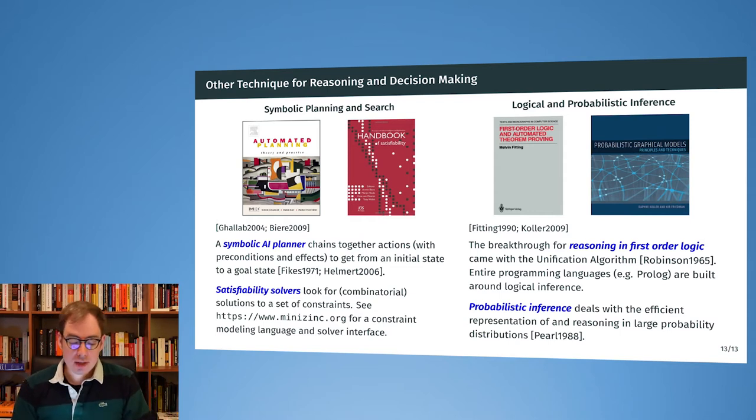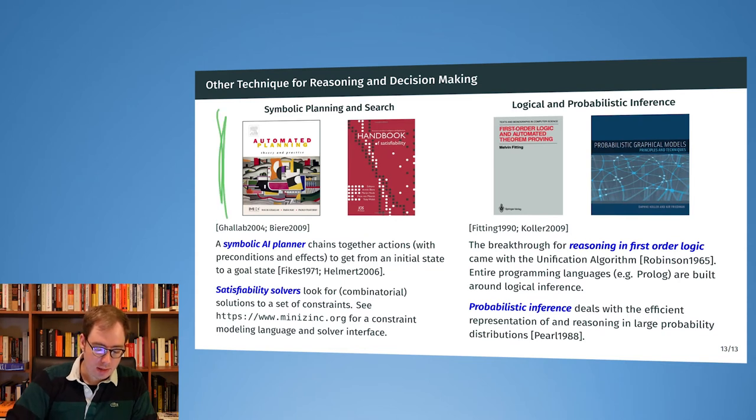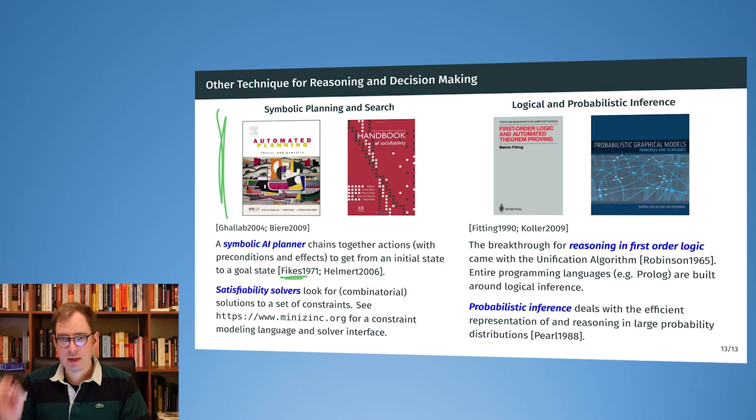So symbolic planning and search, I'm now here on the left hand side. Symbolic planning and search is something that goes back to the very beginning of the field of artificial intelligence. There was a famous paper by Fikes, the Stanford planning system, and what they do is they are in a setting with a small robot that can take actions, and the actions have preconditions and effects. And the question is, starting from some initial situation, how can the actions and their preconditions and effects be chained together in a way to find the goal state?